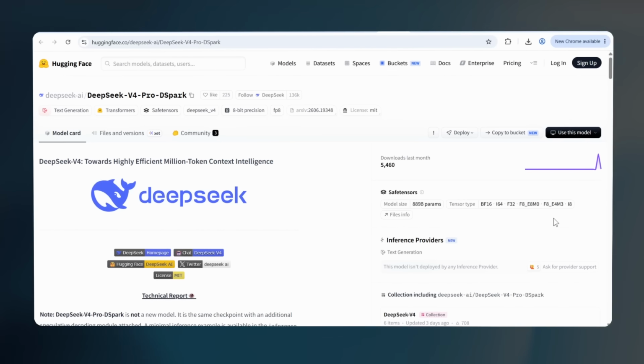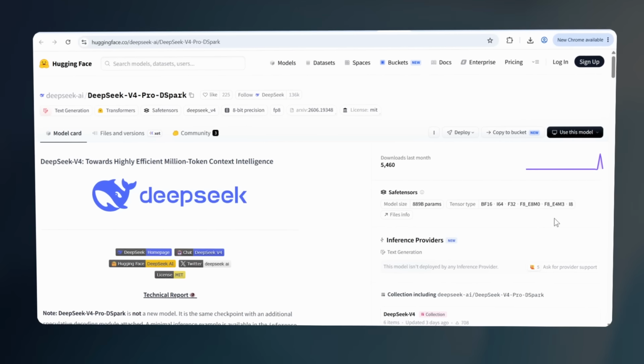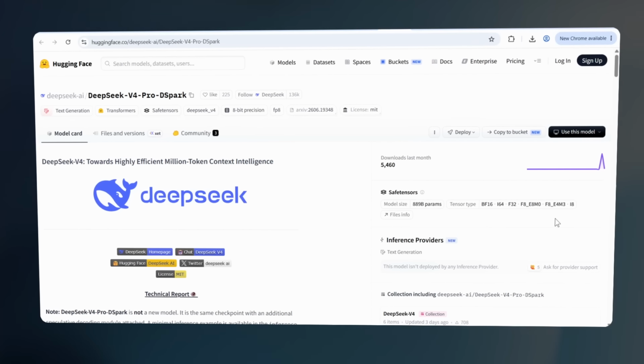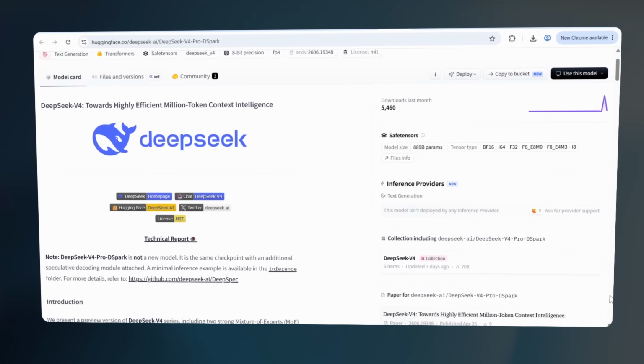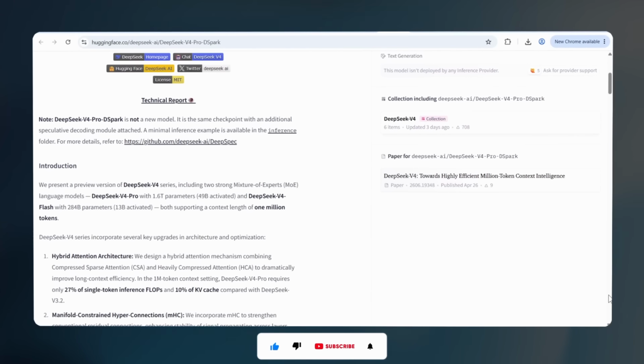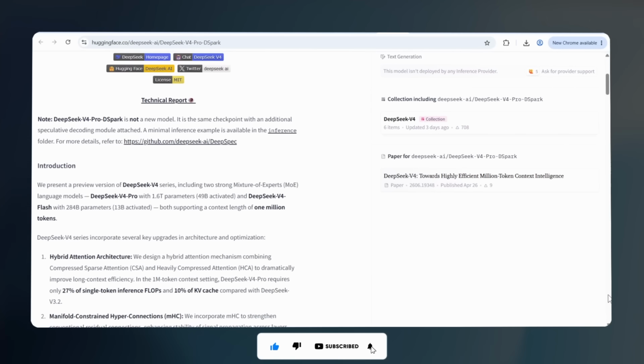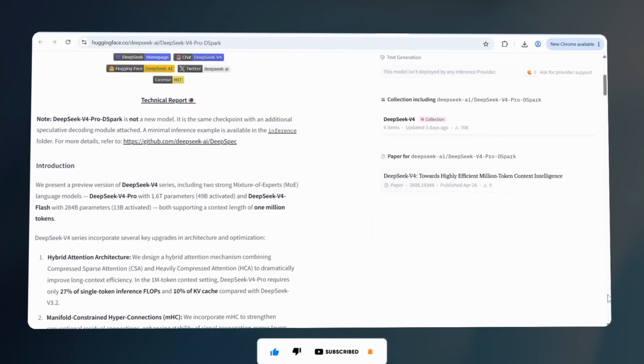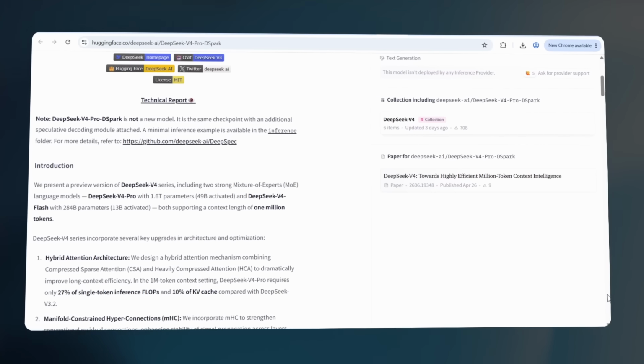All right, so DeepSeek just dropped something, and I genuinely think it's one of the more interesting infrastructure releases we've seen this year. It's called DSpark. And before you go, oh great, another model drop, hold on. This is not a new model, like at all. What they actually did is way more clever than just training something new.